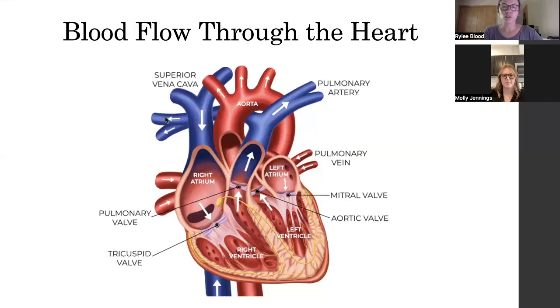The blue here represents when the blood is not currently oxygenated and has not reached the lungs yet. And then the red here represents when the blood is oxygenated and is going to the rest of the body and provides that oxygenation to all of the body cells and the vital organs.